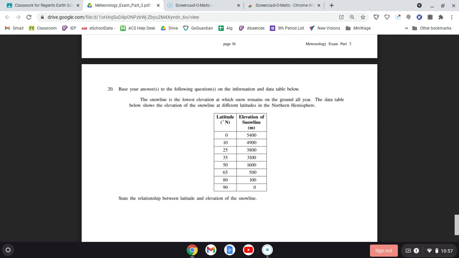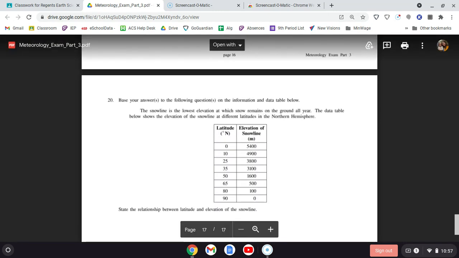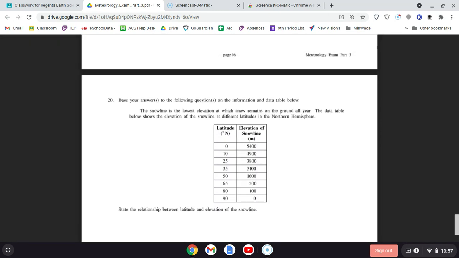So you have to write it as: as the latitude increases, the elevation of the snow line decreases. That's not that hard. Whenever they ask you what's the relationship, you just look at them and say, well, as this one's doing that, the other one's doing that. Okay, don't ever let them trick you.